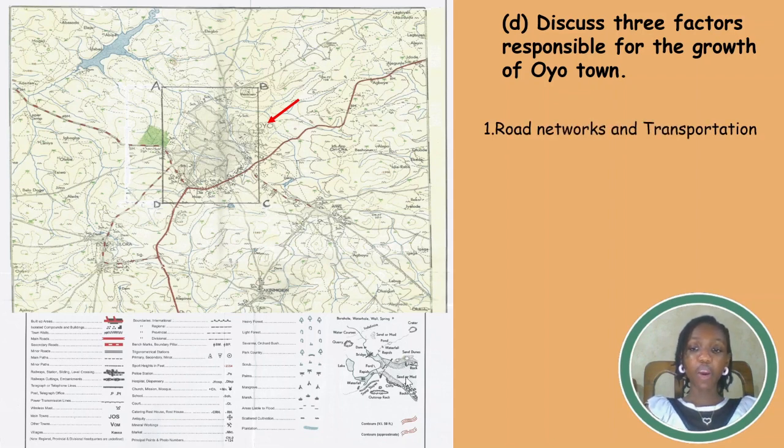Main, secondary, and minor roads. The roads connect other towns like Ilora and Awe. The minor roads will further enhance accessibility, and these roads also promote trade among the different towns.